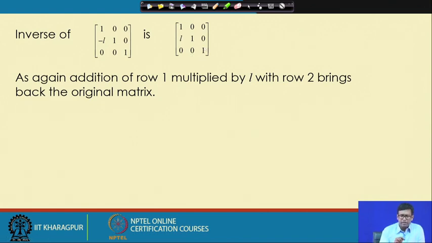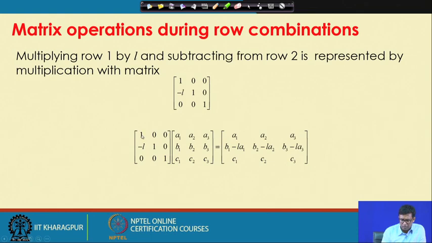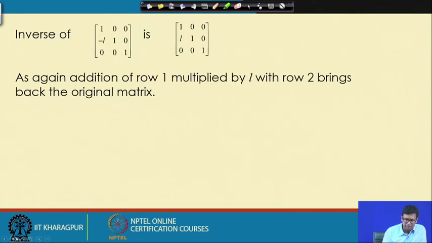Therefore, the inverse of this particular matrix is the addition matrix. If I subtract L times the first row from the second row, I get this one. Now, if I add L times the first row to the second row in this matrix, I will go back to the original matrix. So, the inverse of this is, instead of minus L, I have to write L, that will give me the inverse of the multiplier matrix here.